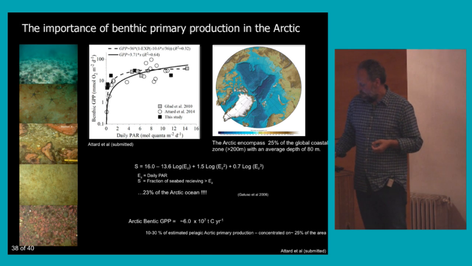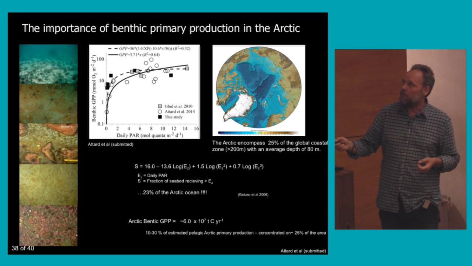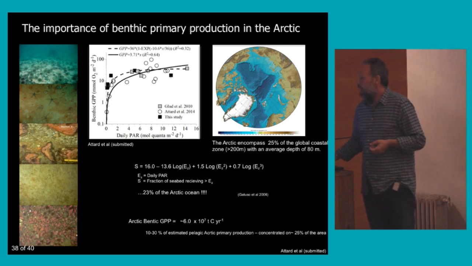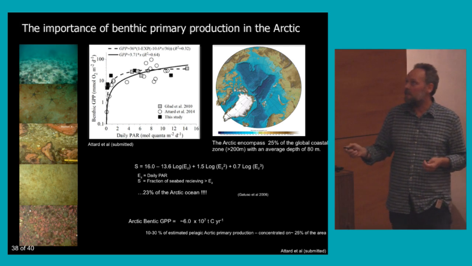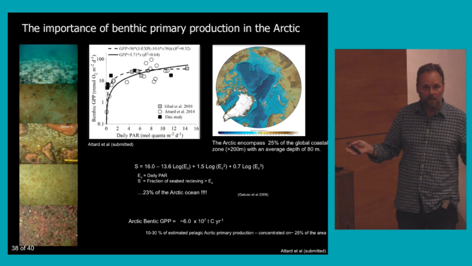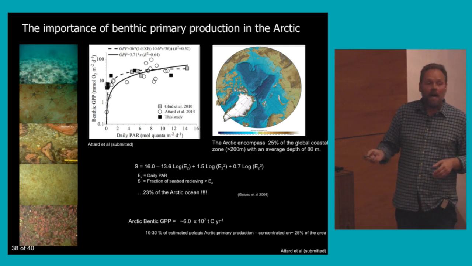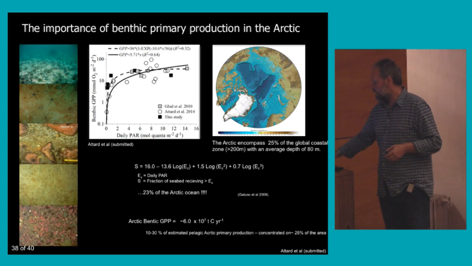If we take the available data we have so far from these aquatic eddy covariance measurements from Arctic regions and plot it versus the daily PAR, and acknowledge the fact that the largest coastal shelf existing in the world is in the Arctic where the ice cover is receding right now, we could quantify how much the benthic primary production is in the Arctic and the potential future Arctic.